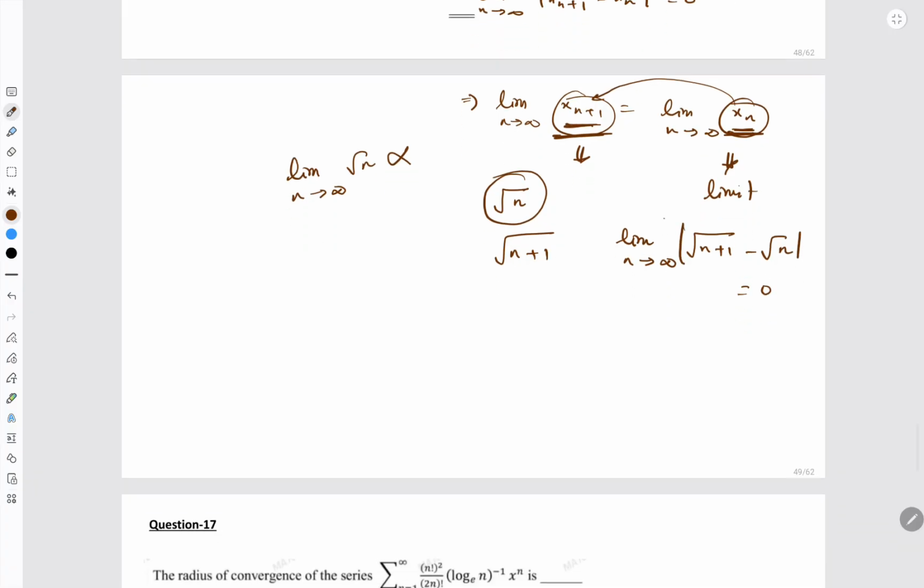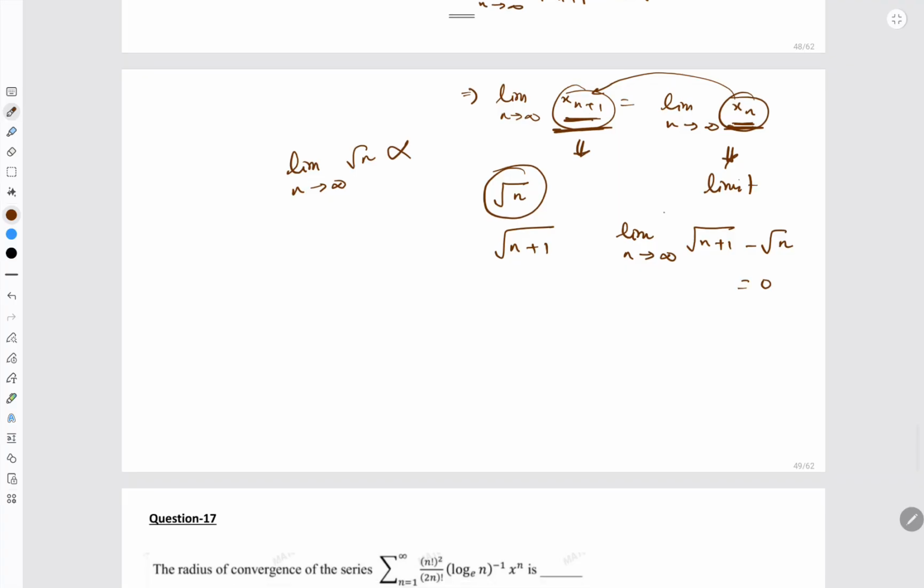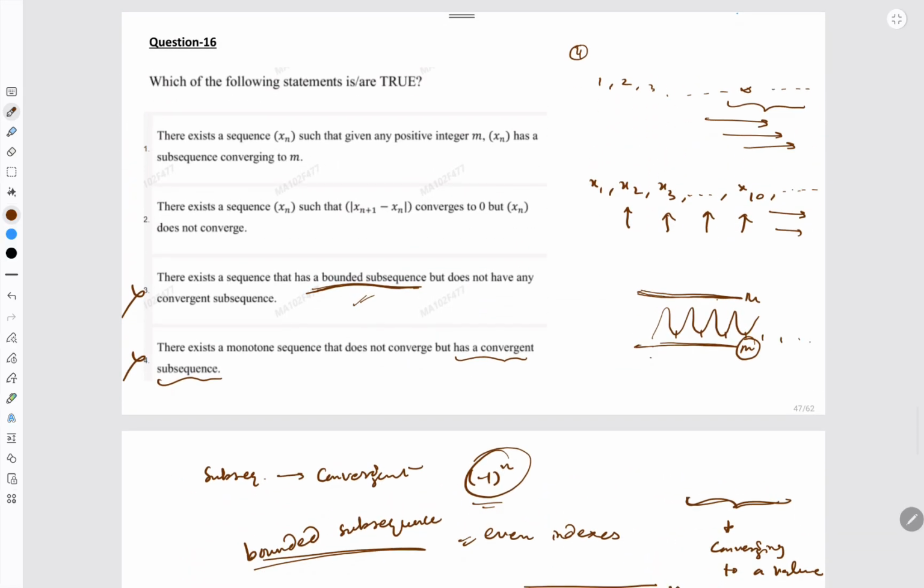I can prove it. I can remove mod because under root n plus 1 is greater than under root n, so the number is always positive. If I just rationalize this, it will be 1 by under root n plus 1 plus under root n. I know that this is infinity and this is 1, so this is 0. So I have given you a counter example. So there exists a sequence. The sequence is basically under root n only, or you can do a log n as well, that will also have the same behavior, but it does not converge, it does exist, right?